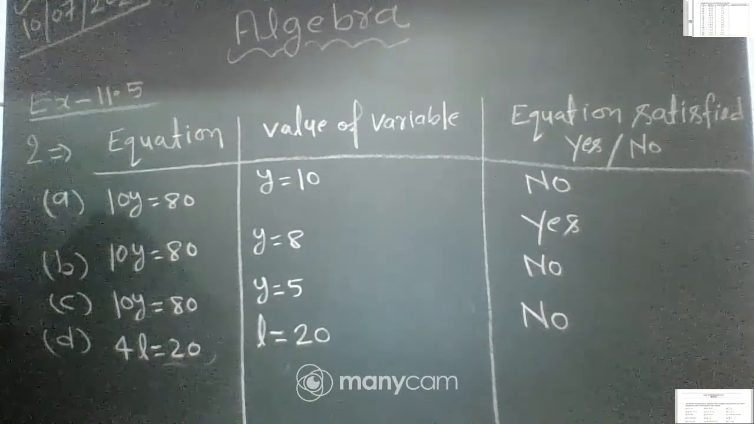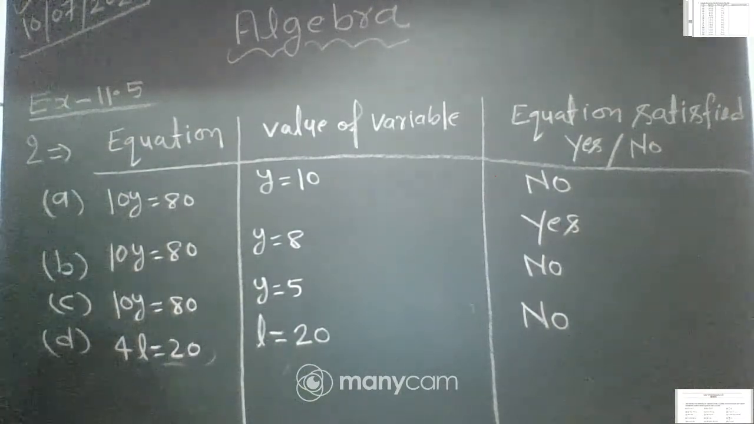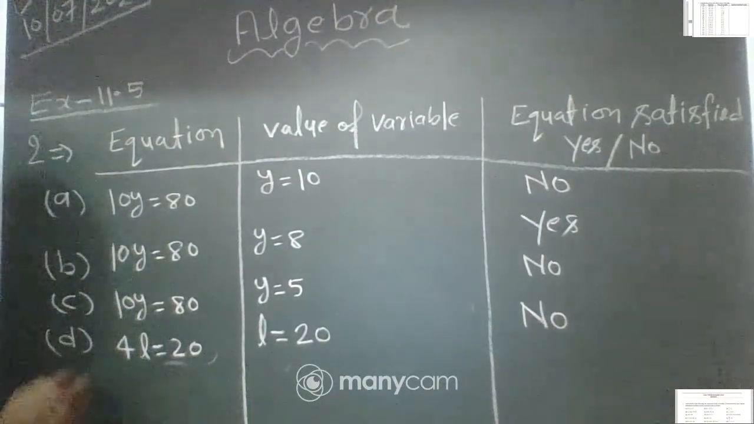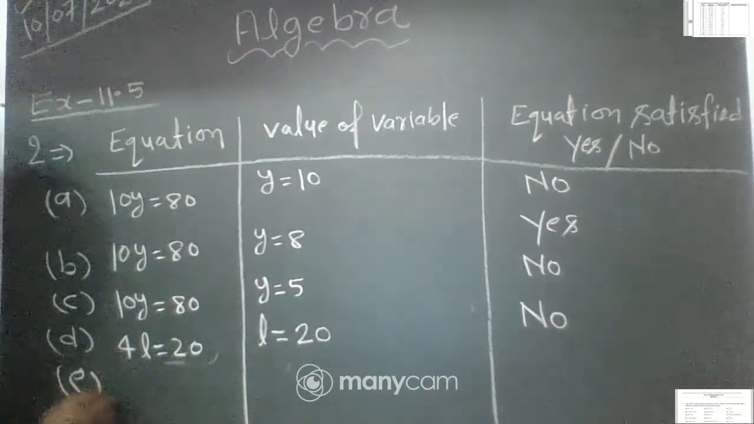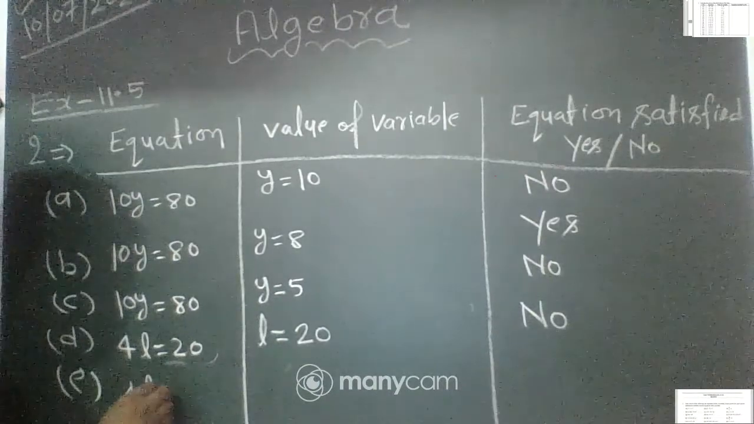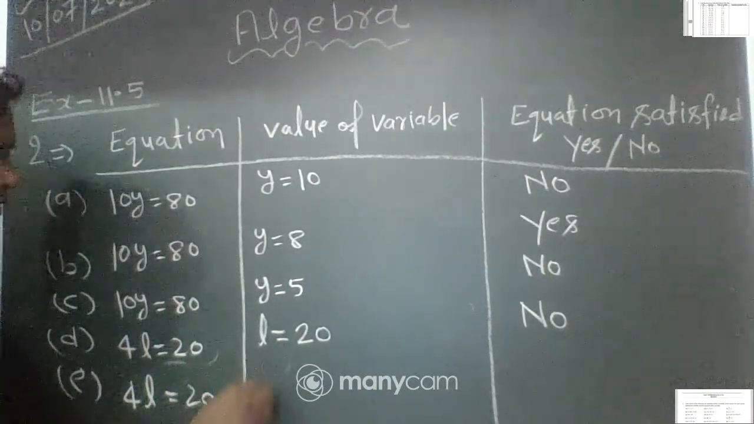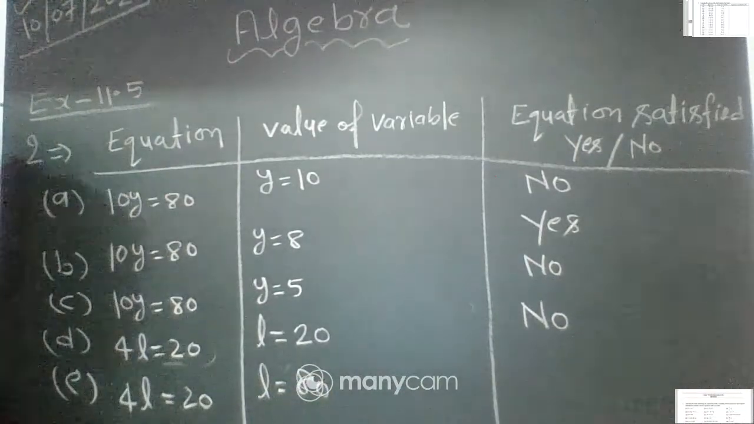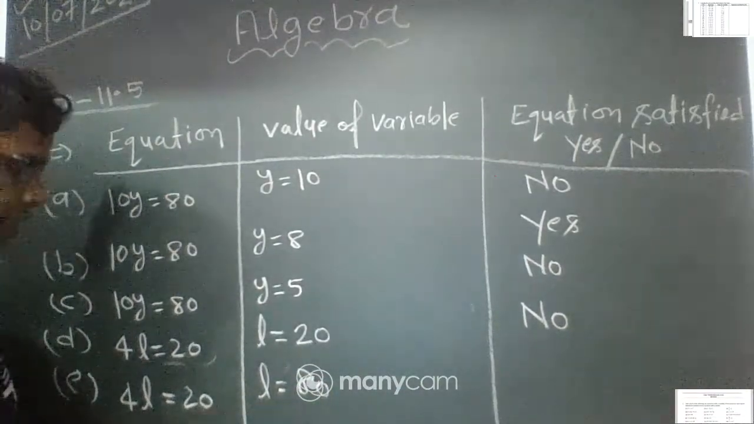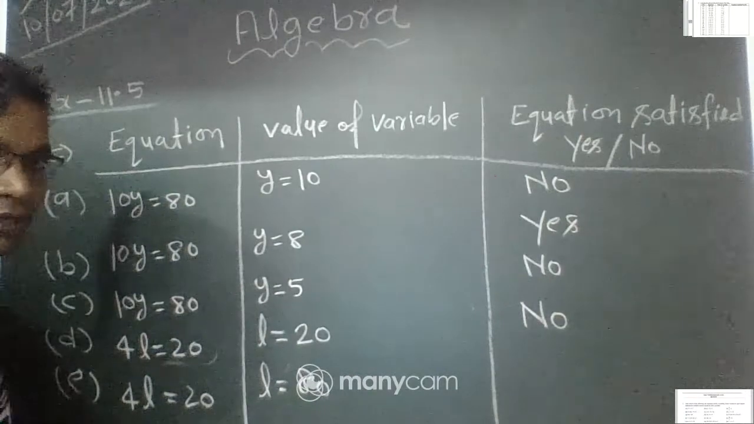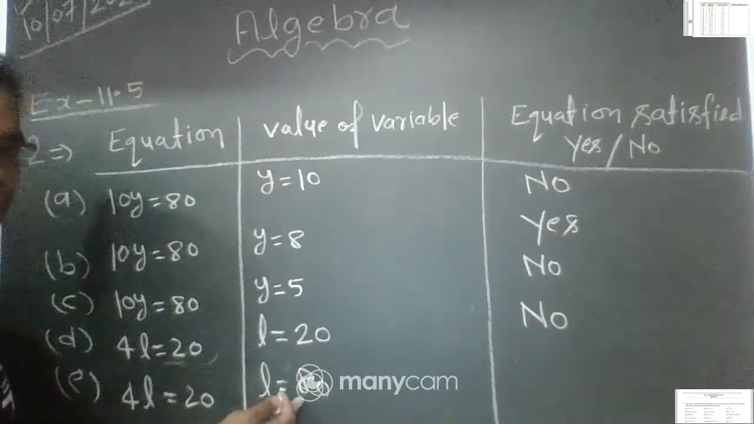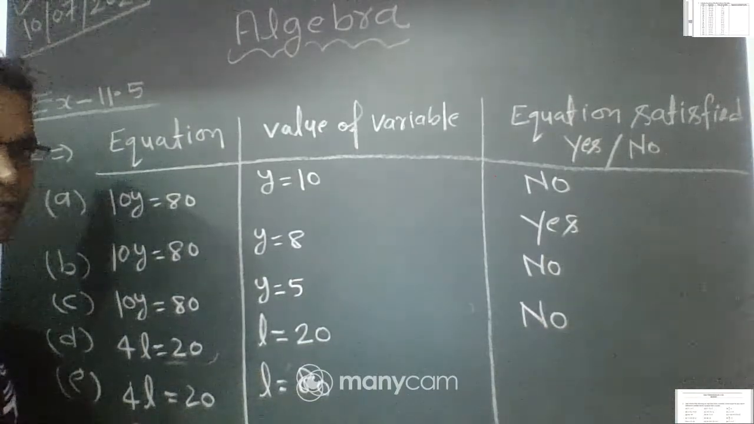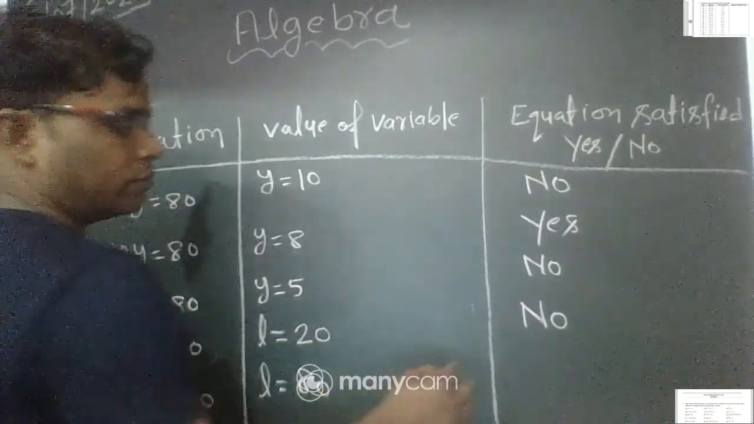so next part, E part of this table, for L is equal to 20 and L is equal to 80. This is E part. This is for L is equal to 20, but L is given as 80. So basically you can see here for L is equal to 20, but the value of L is 80. So this is not satisfied in this equation. Okay, so directly write here no.